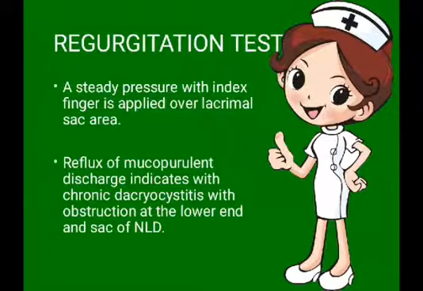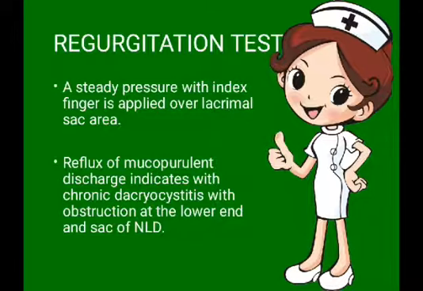Next one is the regurgitation test. In this test a steady pressure with the index finger is applied over the lacrimal sac area. We will use our index finger, which means the first finger of our hand. The pressure is applied over the lacrimal sac area of the patient.